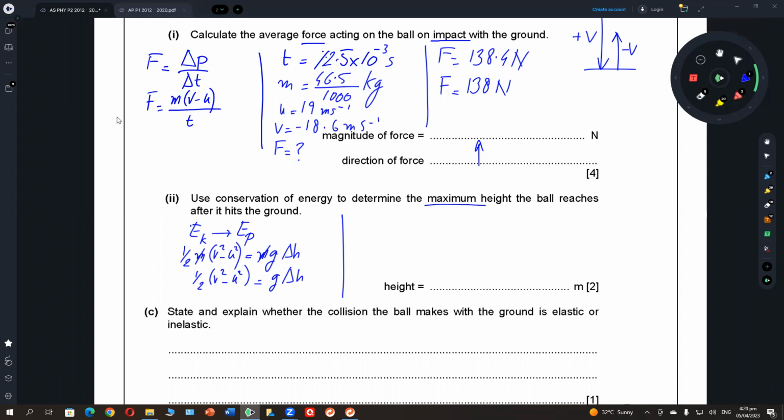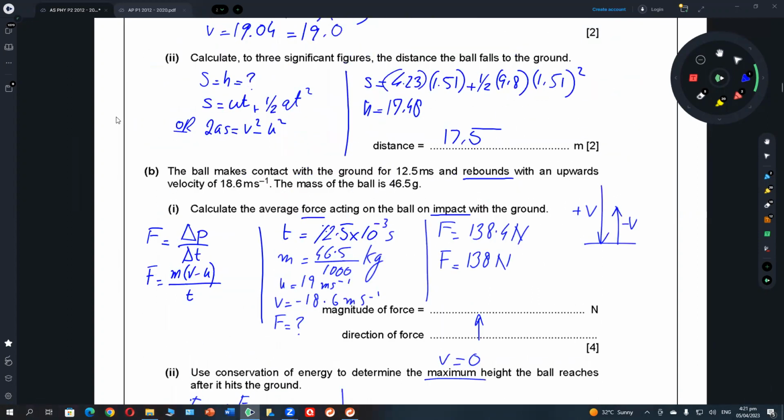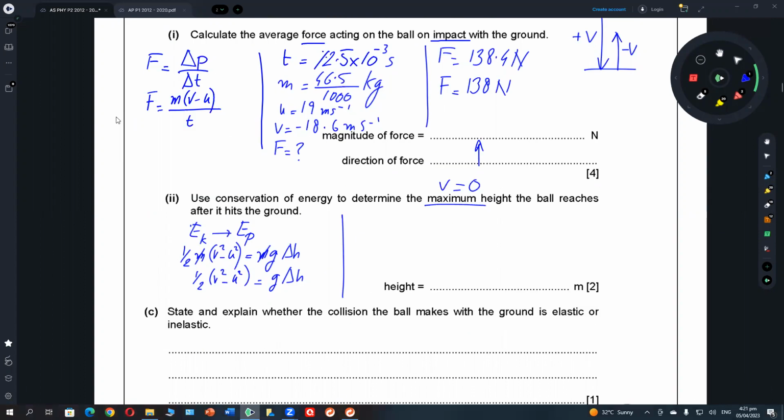Examiner says maximum height. What would be the velocity at the maximum height? 0. Very good. So I took 0. What is the rebound velocity? By what velocity was it rebounding? 18.6. When it is going upward, it will reach a maximum point.